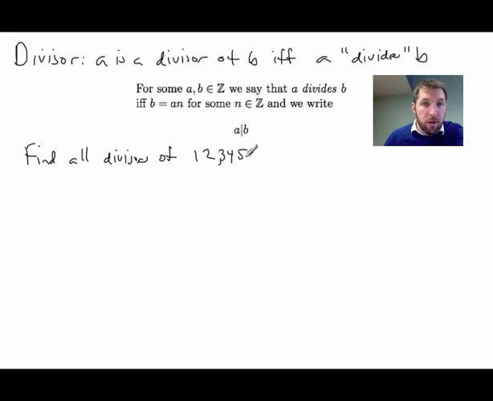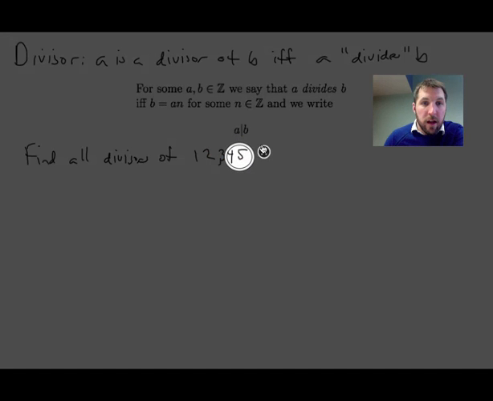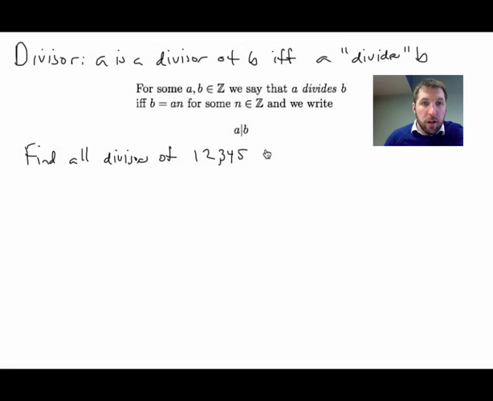So you look at this number, and perhaps you're like me, and you immediately notice that it ends in a 5. And hopefully you learned at some point in your mathematical career that any number that ends in a 5 is divisible by 5. So we know that in our list of divisors, we have the number 5, right? Okay, great.